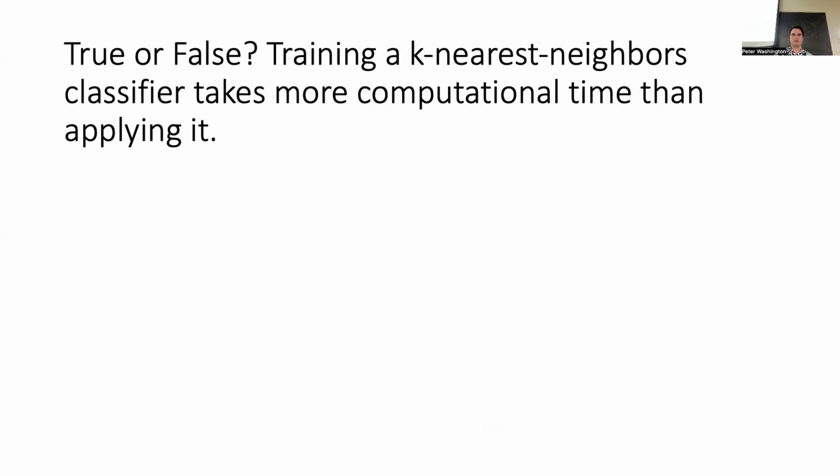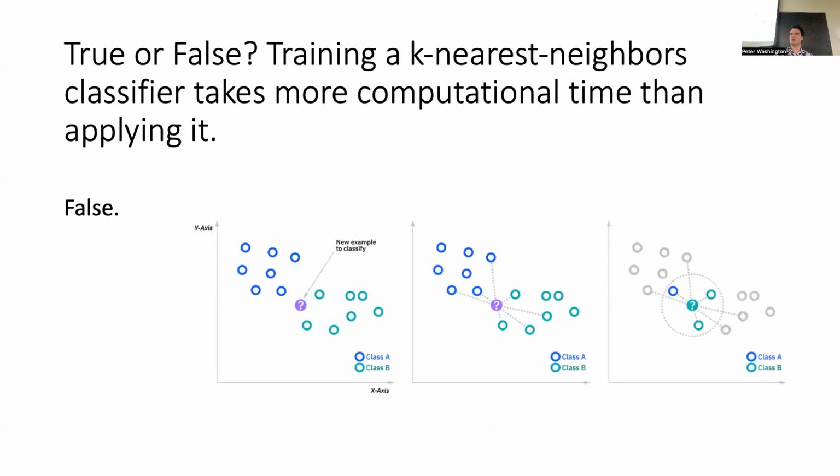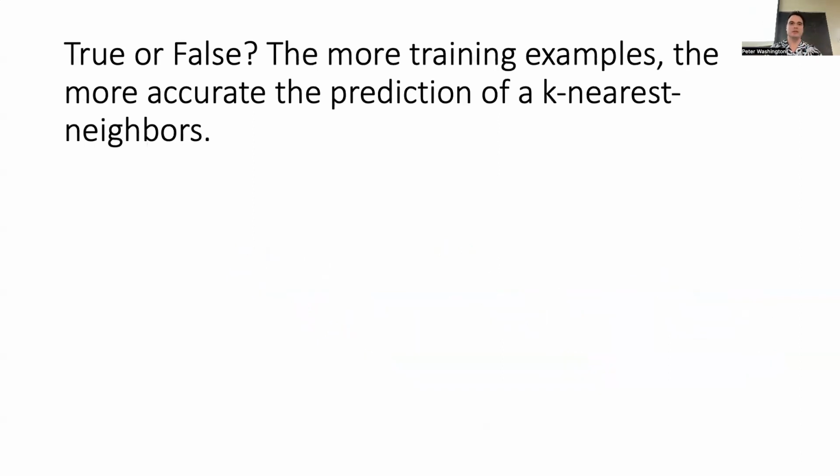Right. So the answer I had was false, because there's no training involved, so it can't take too much computational time, because all you do in k-nearest neighbors is test. You have your data already. There's no training in the first place, and you just look at all the other data points. Okay, let's keep going. So true or false?